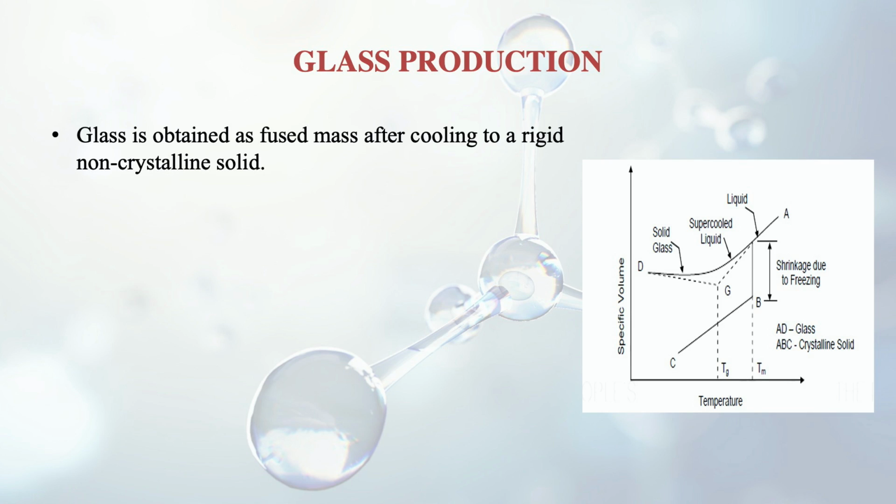So now we will discuss how this glass is produced. Glass is obtained as a fused mass after cooling to a rigid non-crystalline solid.